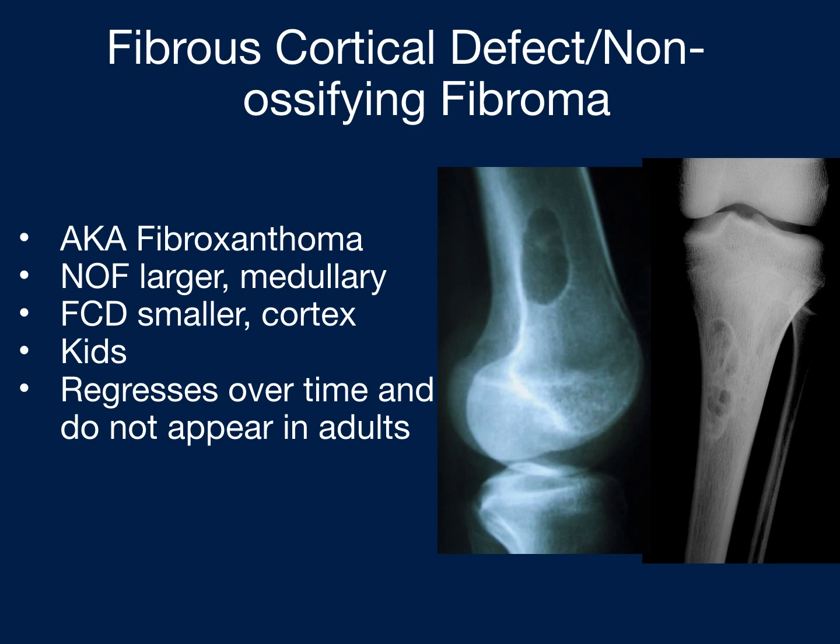The fibrous cortical defect is the most common lesion, also known as a fibroxanthoma, and the names fibrous cortical defect and non-ossifying fibroma are often used interchangeably. Some use 3 centimeters as a cutoff, with the NOF being the larger and in the medullary bone, while the fibrous cortical defect is smaller and cortically based. These are seen in young patients and tend to regress over time. The image on the right shows that the lesion can have a bubbly appearance.